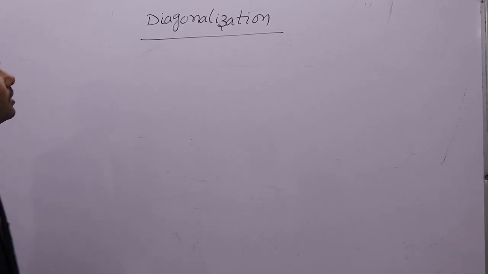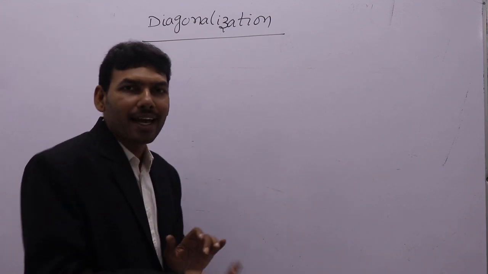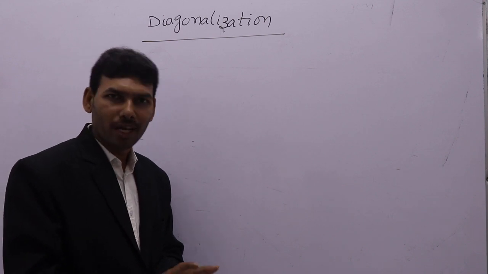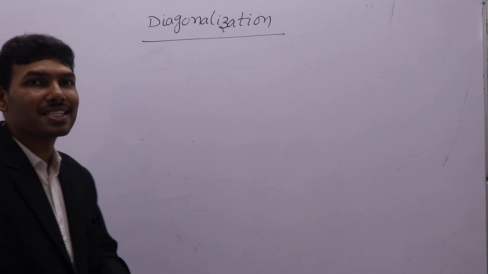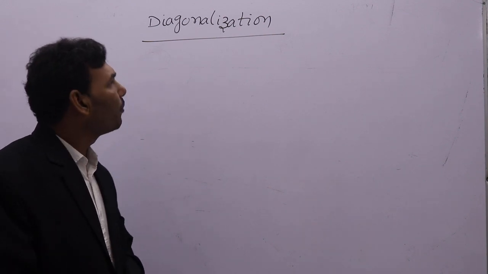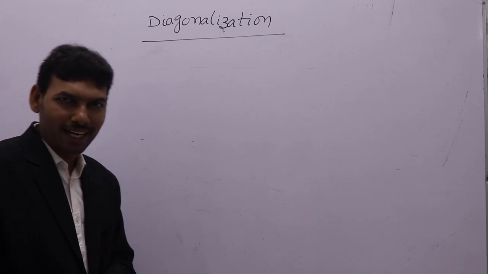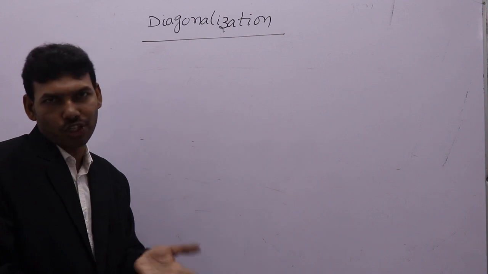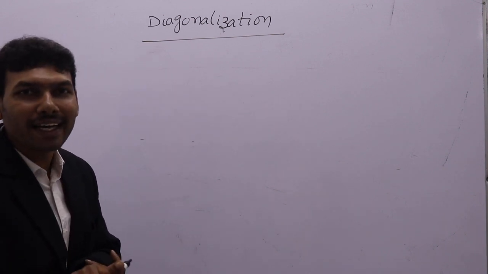Diagonalization. The next one is diagonalizing a matrix. Diagonalizing a matrix means a matrix of order 3 by 3 or 2 by 2 is given, and we need to diagonalize it. That means we need to make that matrix a diagonal matrix. Already we discussed what a diagonal matrix is. A square matrix is said to be diagonal if, except for the principal diagonal, all remaining elements are 0. If we can get that type of matrix, then the matrix is diagonalized.